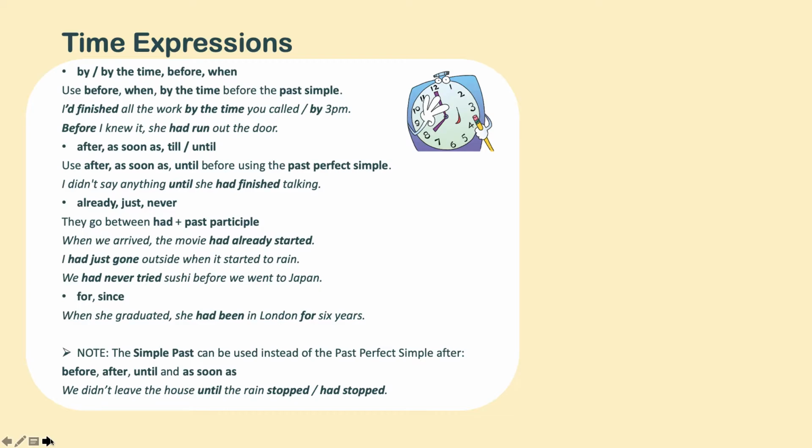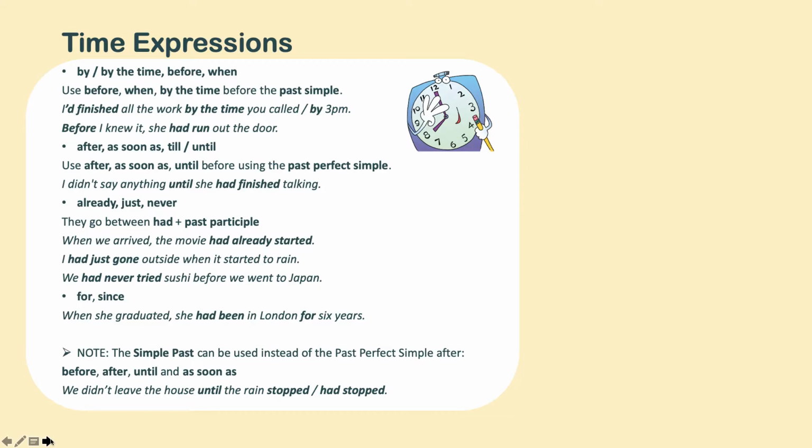Also, we use the past perfect with after, as soon as, till, until. And we use after, as soon as, until before using the past perfect simple. For example, I didn't say anything until she had finished talking. Until is followed by the past perfect.